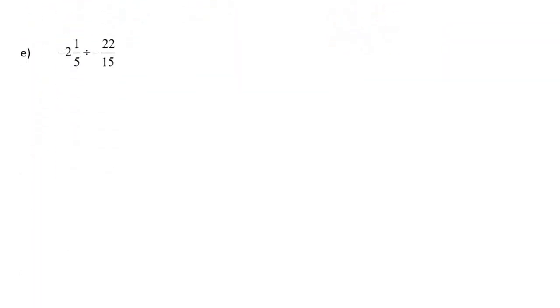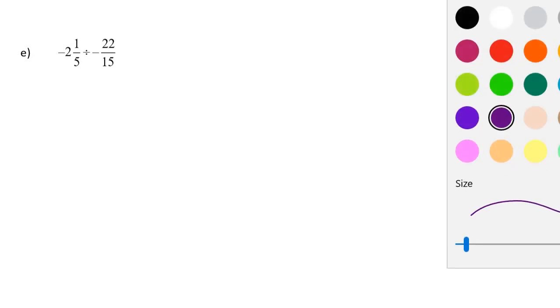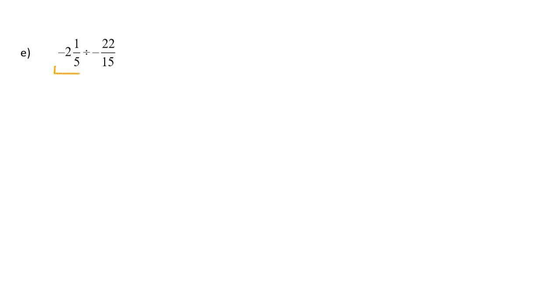Right. Again, a mixed number. The moment I see this, I see a mixed number, and I'm like, I don't want that mixed number. So it's a negative, so I'm going to ignore that for now. So 2 times 5 is 10. If you had 2 wholes divided into 5 pieces, you'd have 10 pieces. Plus 1 left over is 11 divided by 5.